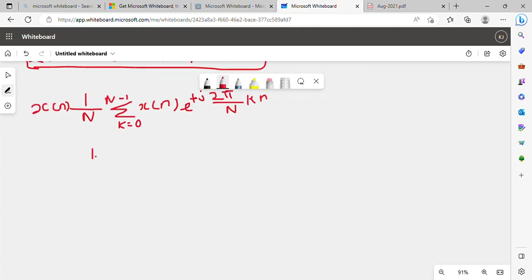So what is that? I have 1 by 4 into x of 0 into e to the power of j pi by 2. Why pi by 2? 2 pi by 4 is obviously pi by 2. Here if you take n is equal to 4, then 2 ones are 2, 2 twos are 4, and here your k value you are going to keep as constant. So your k value you are going to put like this.